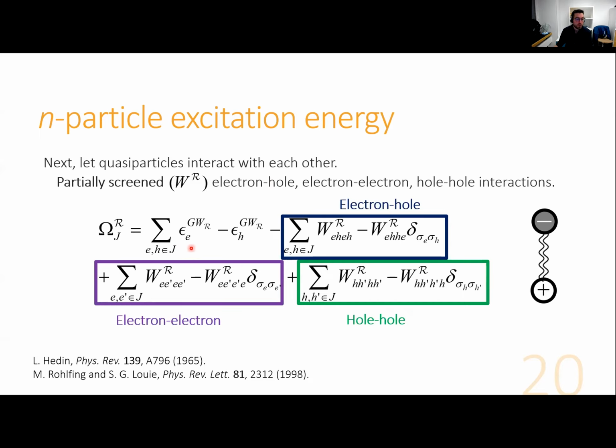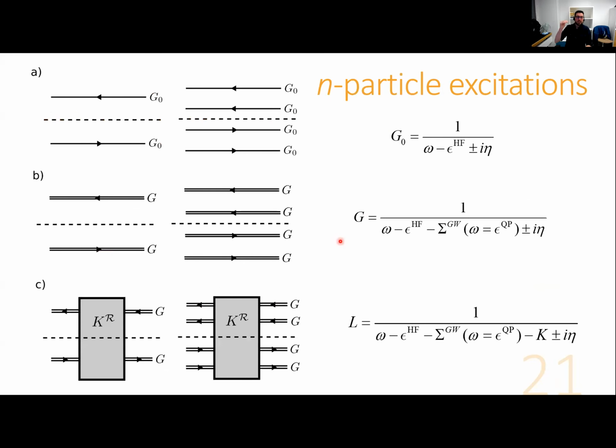There's a one body part where each electron or hole has a self-energy. So there's quasi-electrons and quasi-holes. Then there's an electron-hole interaction, an electron-electron interaction, and a hole-hole interaction. And all of these quasi-particles interact with the partially screened Coulomb interaction. So diagrammatically, this level of development looks like this. I go from Hartree-Fock particles to quasi-particles to interacting quasi-particles.